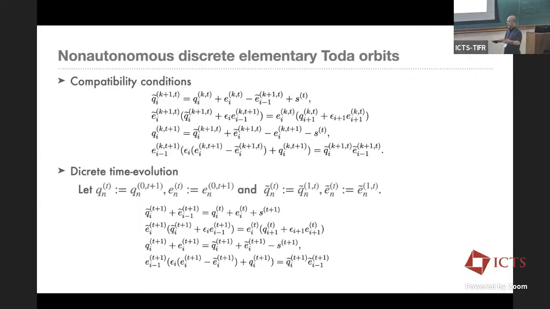Basically, we have two time evolution directions. I took one of them as a true discrete time evolution, here t, and the other, k, taken as 0 or 1. Correspondingly, we introduce the dependent variable, which depends on only t and n. So k is fixed. And then we have obtained the corresponding non-autonomous discrete elementary Toda orbits. This is introduced, and it can be easy.